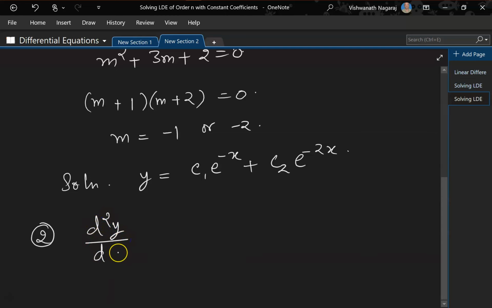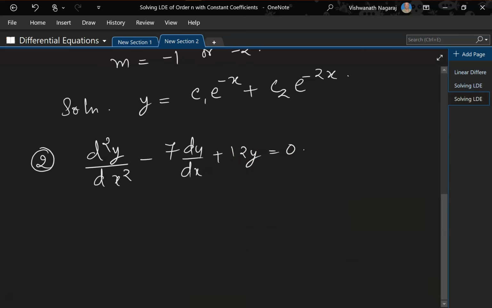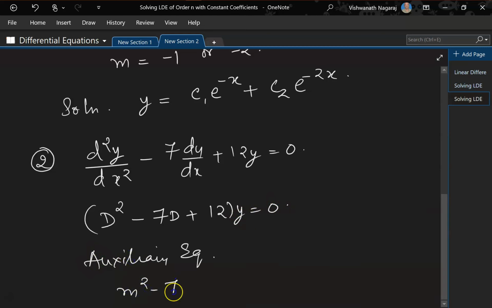Second problem, d square y by dx square minus 7 dy by dx plus 12y is equal to 0. Again in D notation, we would have D square minus 7D plus 12y is equal to 0. And the auxiliary equation would be m square minus 7m plus 12 equal to 0.